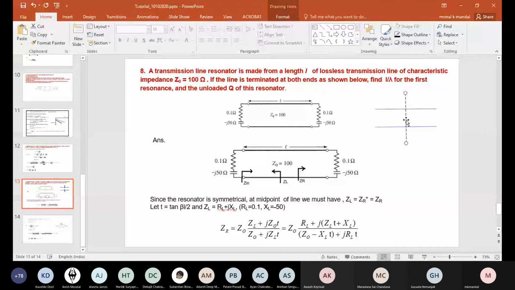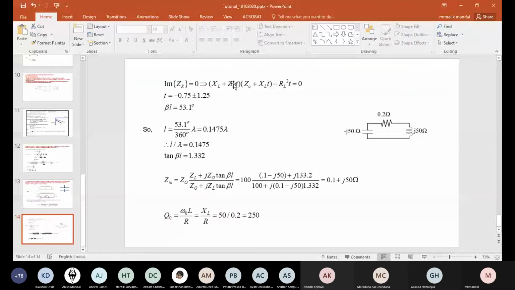So we are separating the imaginary part here and finding out the condition. So it's coming then beta L equal to 53.1. Corresponding L is given, so L by lambda is 0.1475.